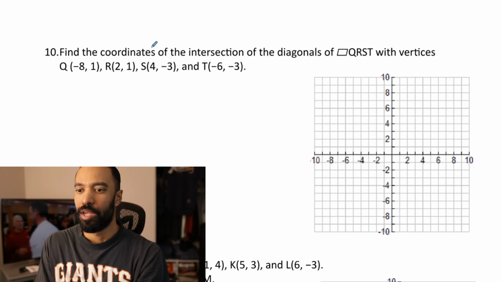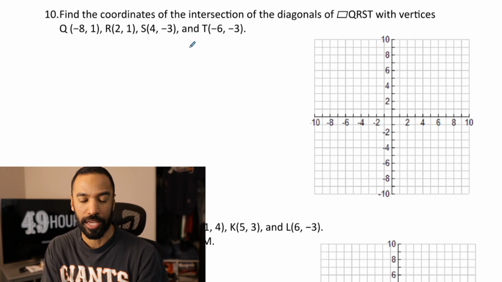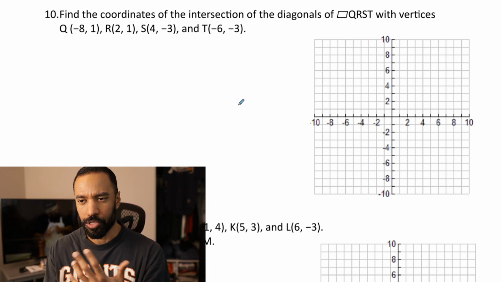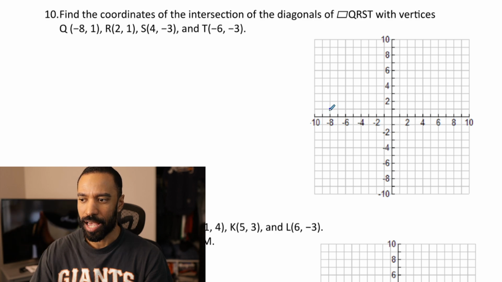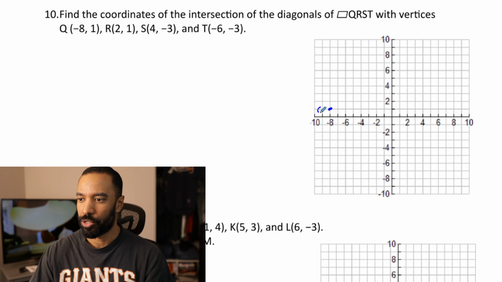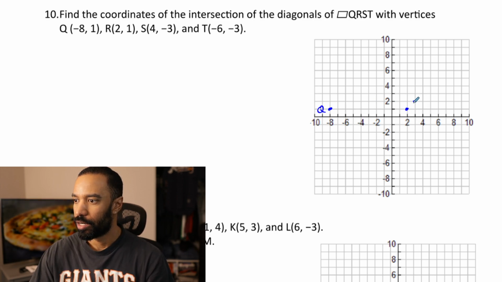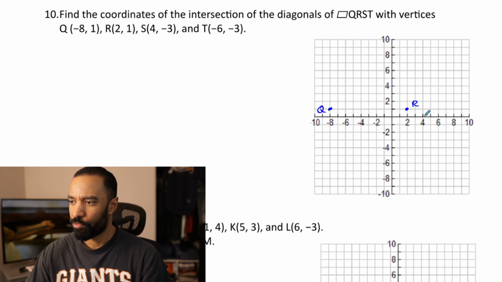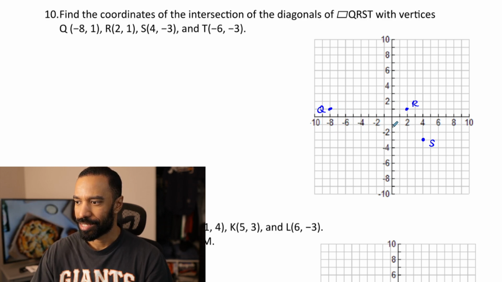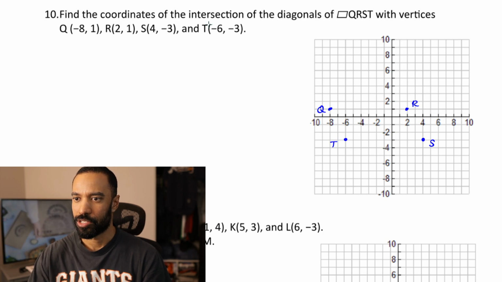Number 10. Find the coordinates of the intersection of the diagonals. Okay, it's the same thing as before, the coordinates of the intersection. Since you saw the midpoint one before, I'll just go straight into this one as it is, unless I need to calculate something a little more because it's like a tweener. But here's Q. Here's R. S is 4, -3. And T is -6, -3. QRST.